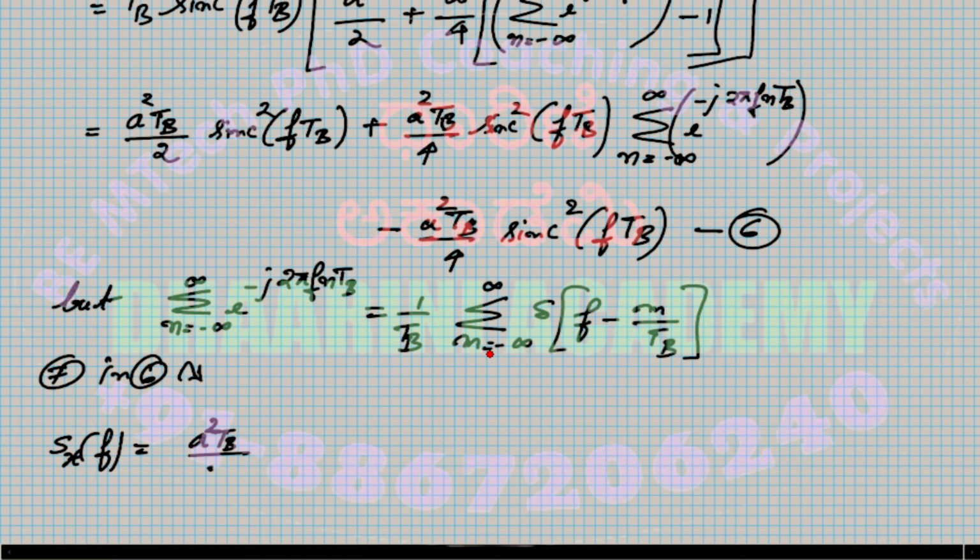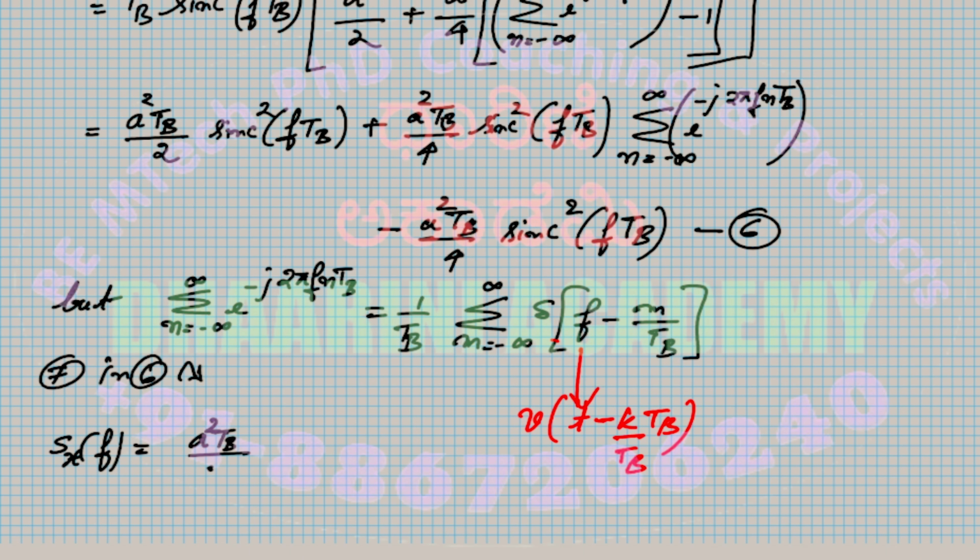M changes because m is from minus infinity to plus infinity. Similar to our previous case, simply compare this with v of t minus k times t. So instead of multiplying, I divide k by tb. Instead of f, I have t. The domain, the x-axis, is not t now, it is f.